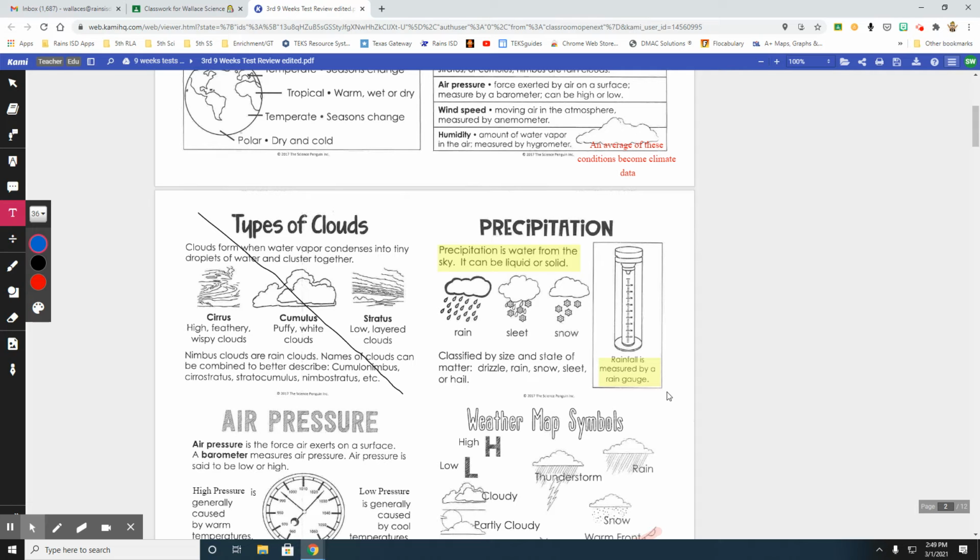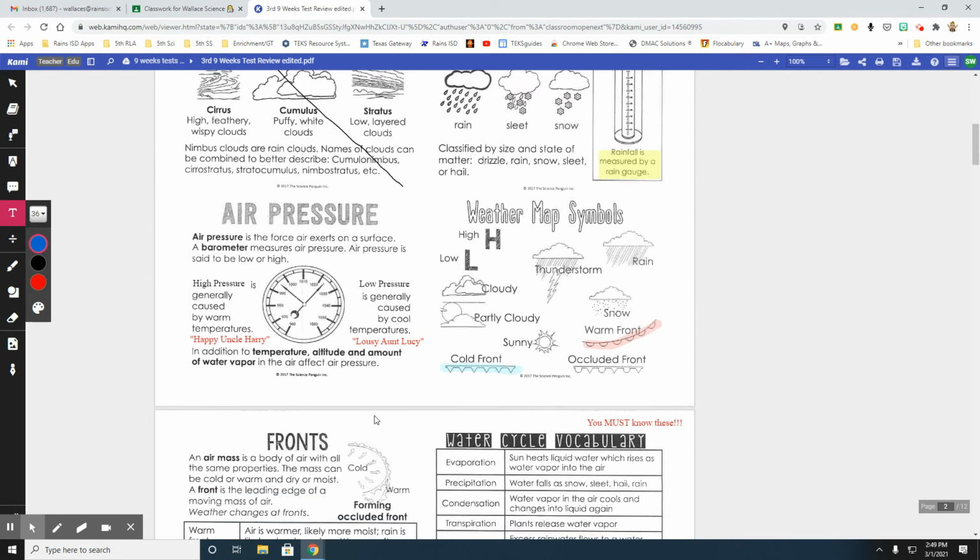But then the second snow that we got was a little bit more moist. Okay, air pressure. This is when we start looking at that barometer.